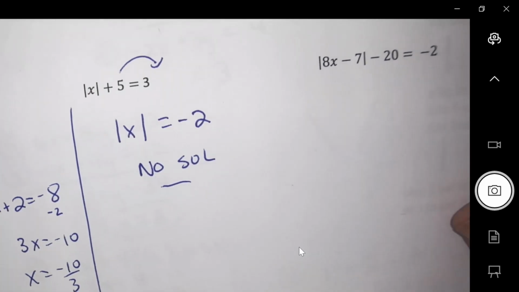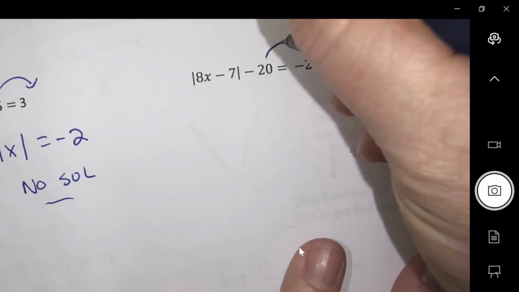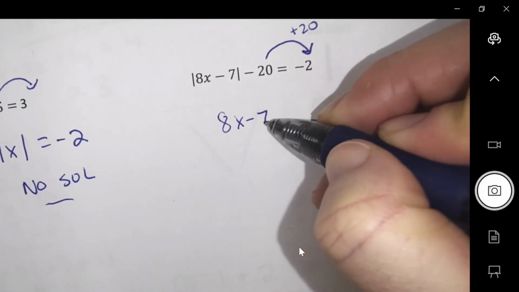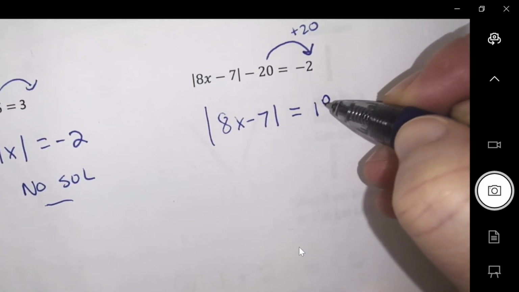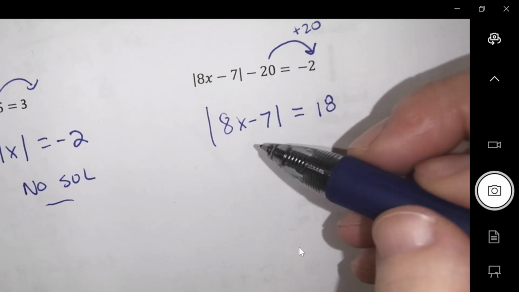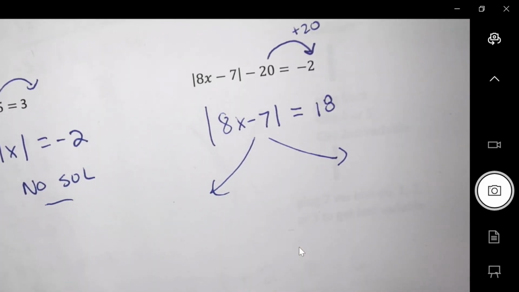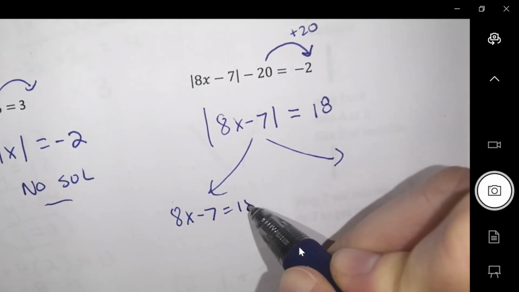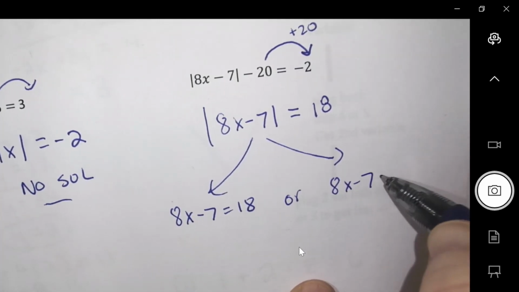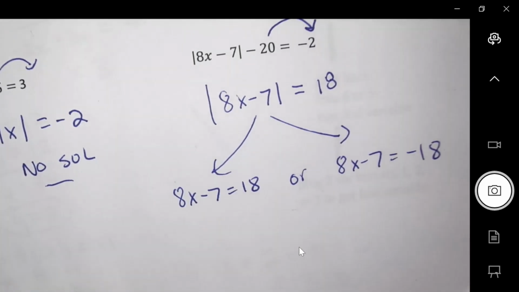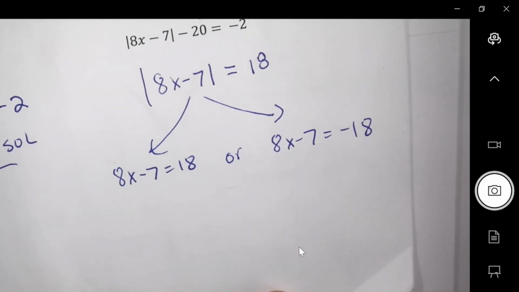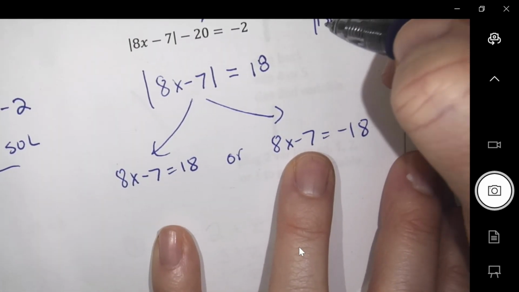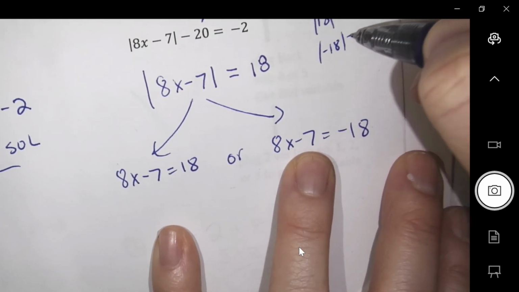Okay, and the last one. So here I should move that value. So I'm going to add 20. So that would be 18. Okay, and then I can now do the split. So that inside of the bracket part could equal 18, or it could have equaled negative 18. Right? Do we understand? These are the situations.